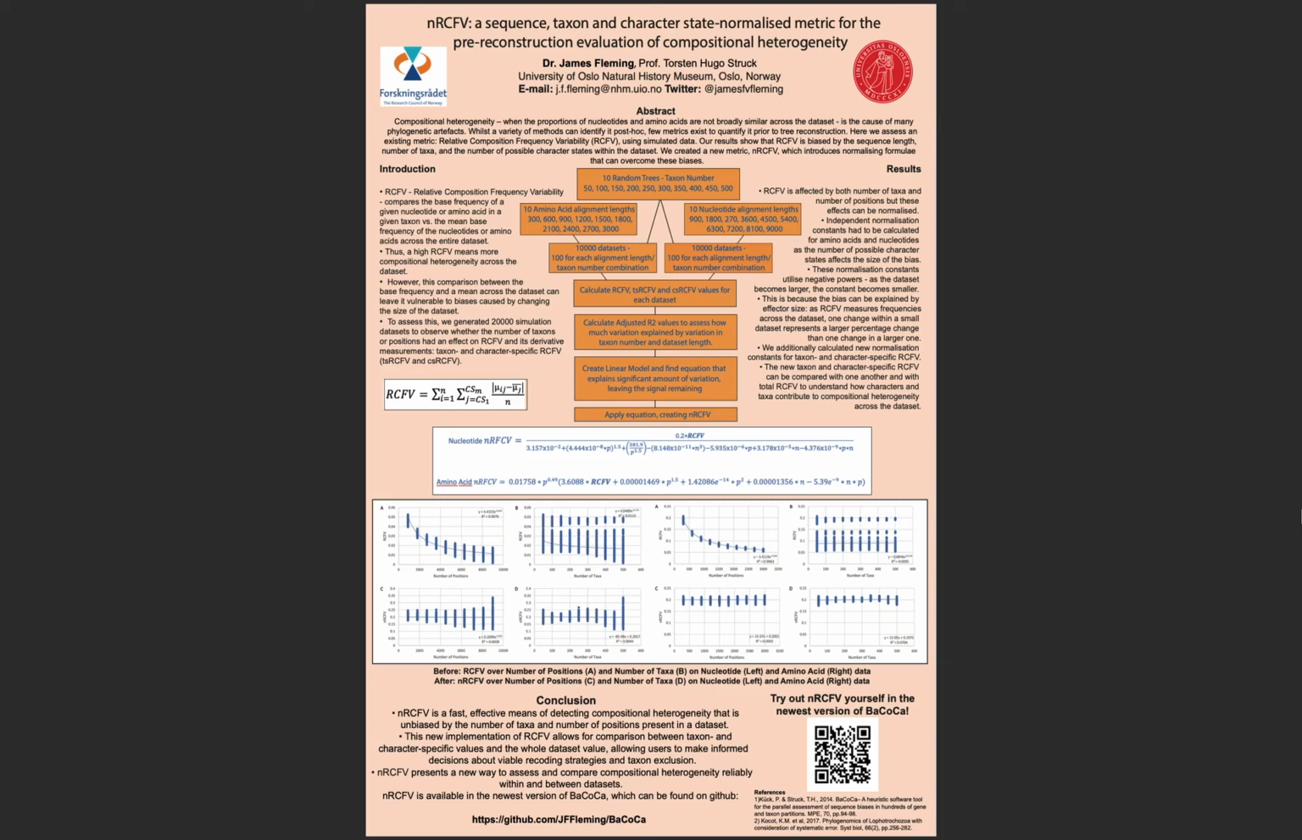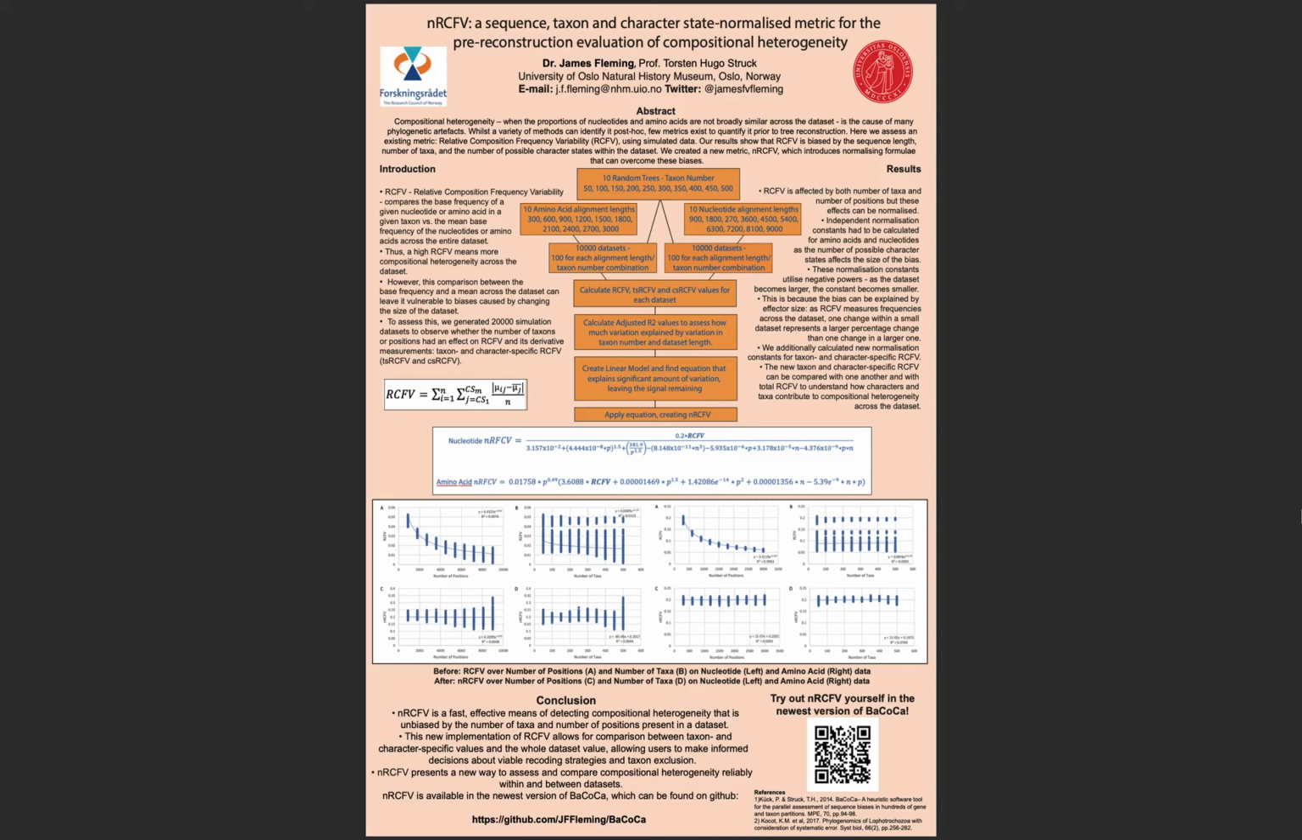In addition, a side effect of these normalization constants is that the child values of RCFV, taxon-specific and character-specific nRCFV, no longer tell you how much it is contributing to the total value, but rather how much compositional heterogeneity is inside of that character or that taxon. This allows you to compare these taxon against the total dataset RCFV using standard deviations, means, and other standard metrics.